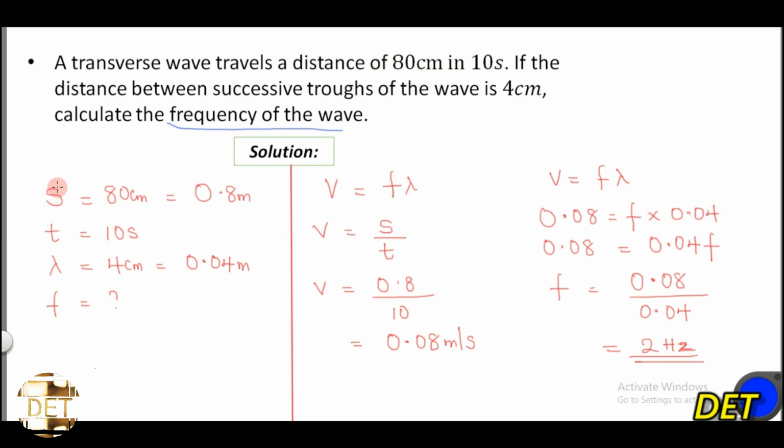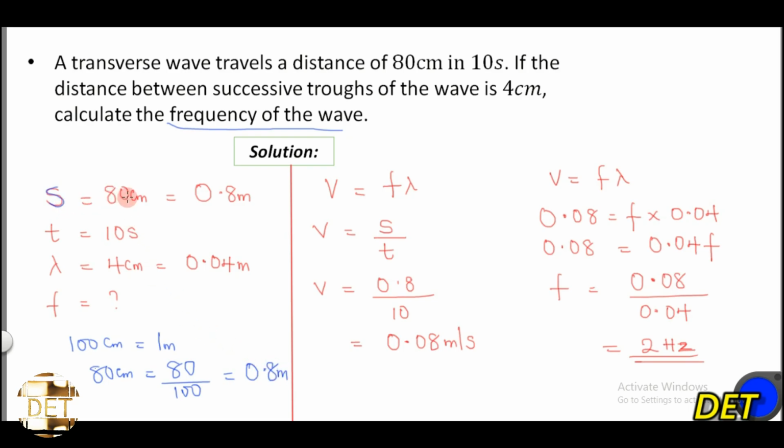Again, a transverse wave travels a distance of 80 centimeters in 10 seconds. So that tells us that our distance S is equal to what? 80 centimeters. Centimeters is not the SI unit of length. The SI unit of distance is meters. So I'll have to convert this 80 centimeters to meters. How do I do that? 100 centimeters is equal to 1 meter, right? Then 80 centimeters will be equal to 80 divided by 100, and that will be equal to 0.8 meters.